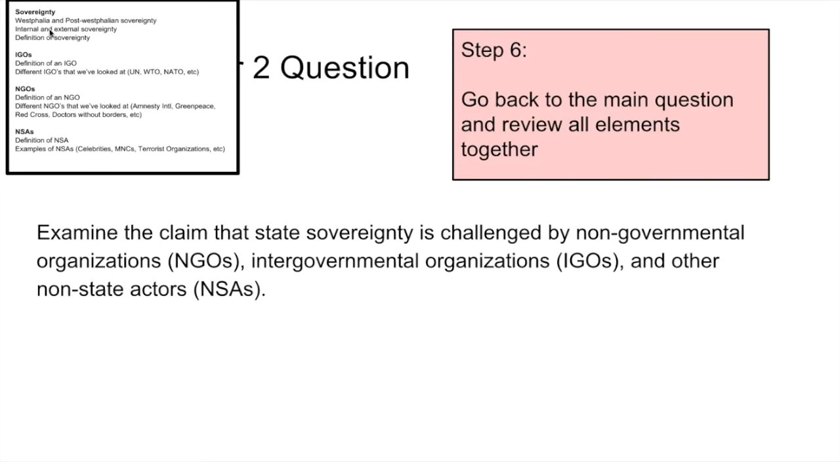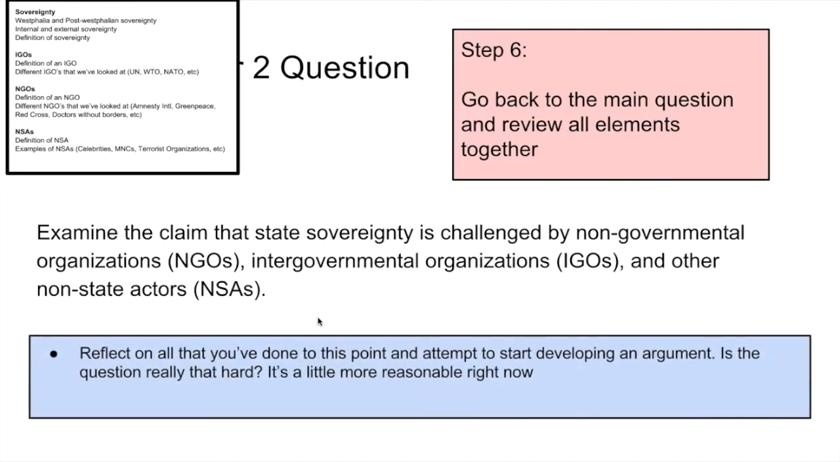We've done a brain dump of what sovereignty is. We've tried remembering what IGOs, NGOs, and non-state actors are. We have examples. Now, at this point, what we need to do is start creating, right? Reflect on all you've done at this point. Attempt to start developing an argument. We have the ability to start creating an argument here. Is this question really that hard? I mean, it is challenging, but hopefully it's a little bit more reasonable. Hopefully it is digestible. Hopefully you have something you can start doing, right? I would say identify a few examination points. One point of examination for how state sovereignty is challenged by non-governmental organizations is this. Start making connections between all that you've done and how the question words itself.